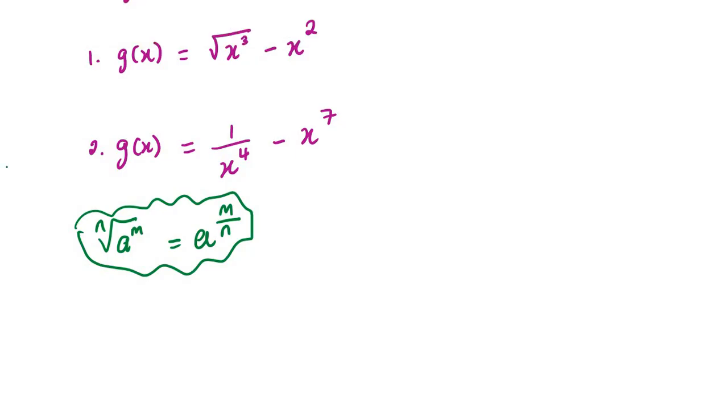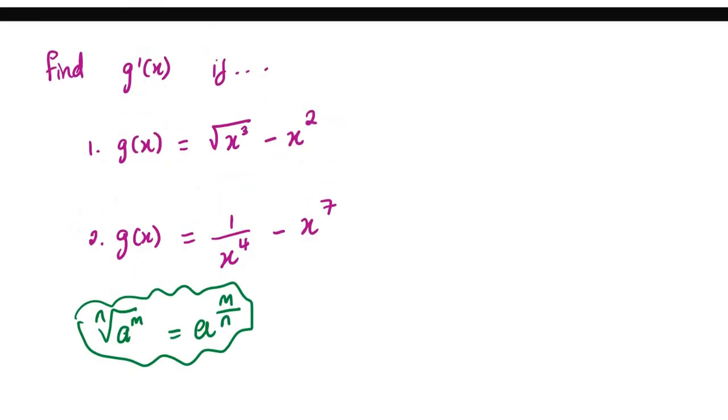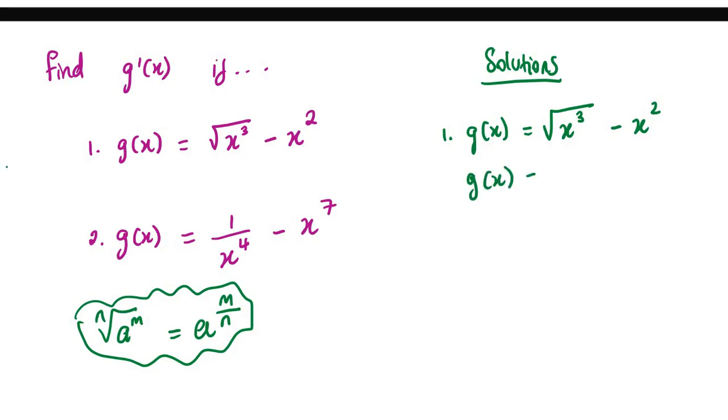So let's write our solutions this side. For the first one, since we have g of x is equal to the square root of x to the power 3, minus x squared, what is the thing that we must do first? You must first simplify g of x. I'm writing it as g of x because I have not applied the rules yet. I want to simplify g of x so that I can see the coefficient.